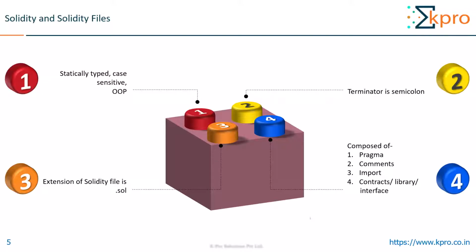A Solidity file is composed of the following 4 high-level constructs. So the first one is Pragma, then comments, import, and contracts or libraries or interface. So we'll be covering the first 3 high-level constructs in this video, and we'll be covering the next, that is contracts, in our next video.